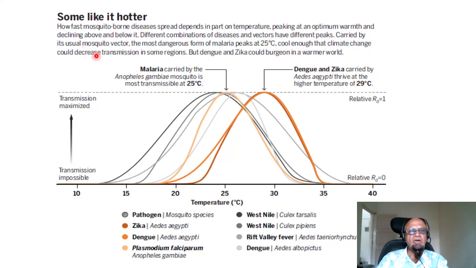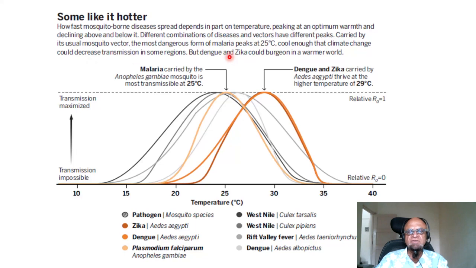Some like it hotter. How fast mosquito-borne diseases spread depends in part on temperature, peaking at an optimum warmth and then declining above and below. So many ecological things have optimum temperatures, whether it's photosynthesis or spawning, reproduction, lifespan, and so on and so forth. Different combinations of diseases and vectors have different peaks.